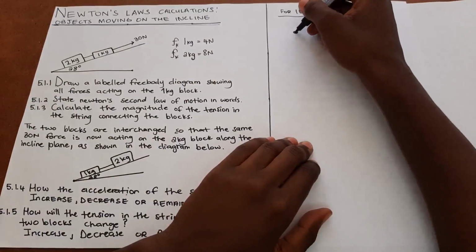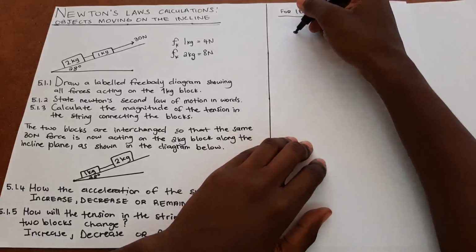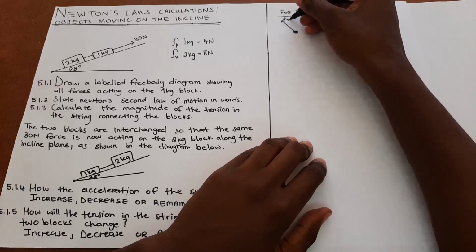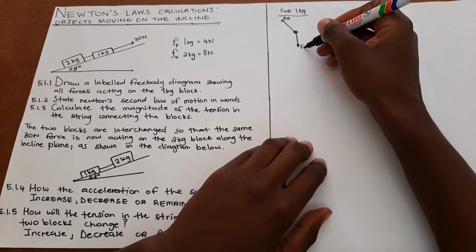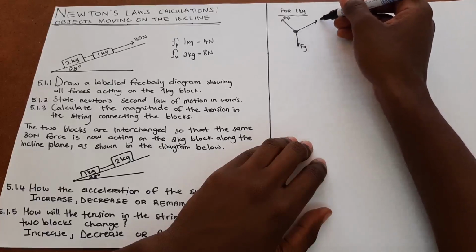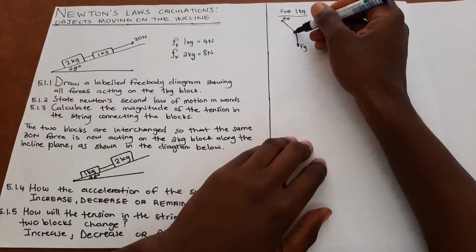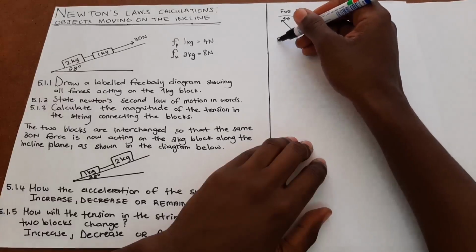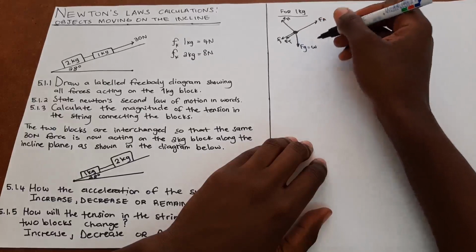Okay, so in the 1 kg block, there is a normal force acting there. This is a normal force. There is a gravitational force acting downwards. Gravitational force. The force applied. We have the frictional force, and we have the tension force. So gravity is equal to weight.